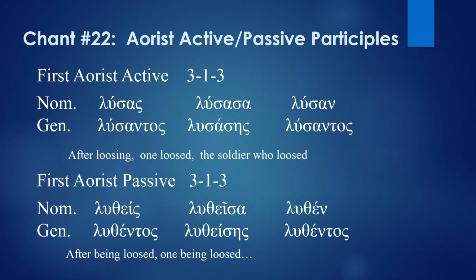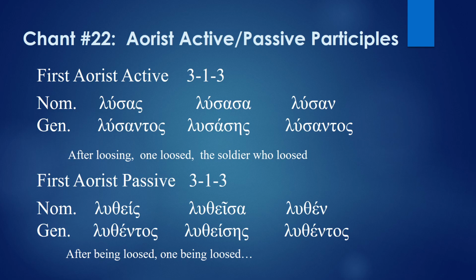The first here is passive participles. In the adverbial use is after being loosed. The substantive use is the one being loosed. And the attributive use will be the soldier who was loosed. The forms follow a 3-1-3 pattern, third declension for the masculine, first declension for the feminine, and third declension for the neuter.